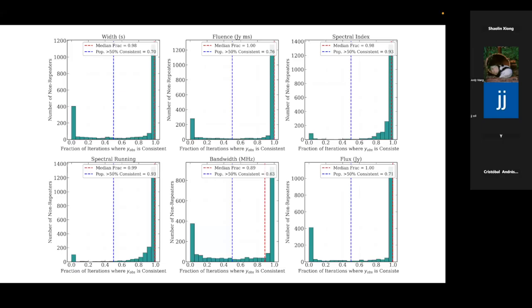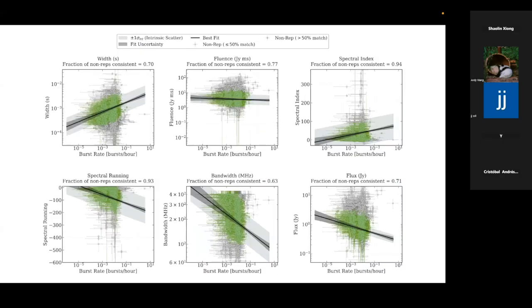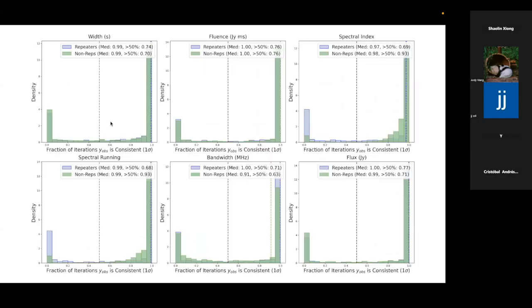Here, the green ones are the histograms for the non-repeaters, and the blue ones are the histograms for the repeaters. And we can see for almost all the properties except for the spectral running, the distributions are more or less similar. For the spectral running, we can see that the non-repeaters are more consistent with the trend line as compared to the repeaters. This is most likely because the intrinsic spread of the spectral running parameter within the repeaters is much larger.